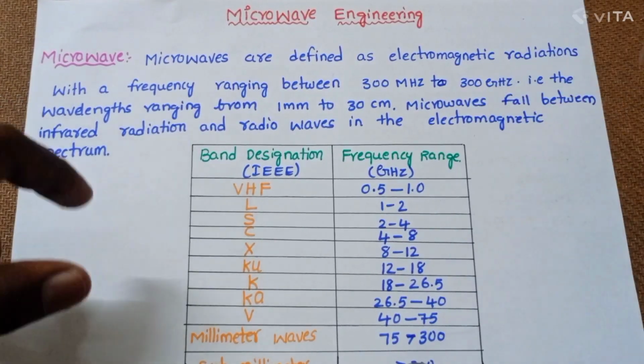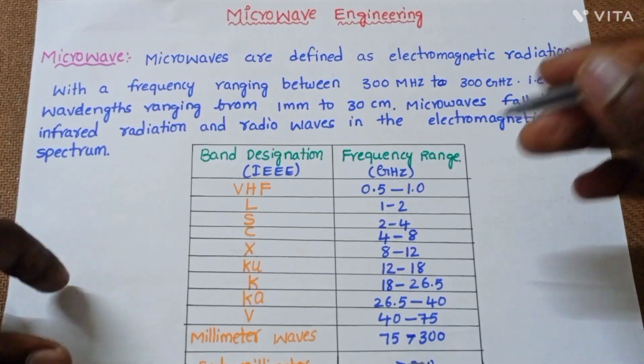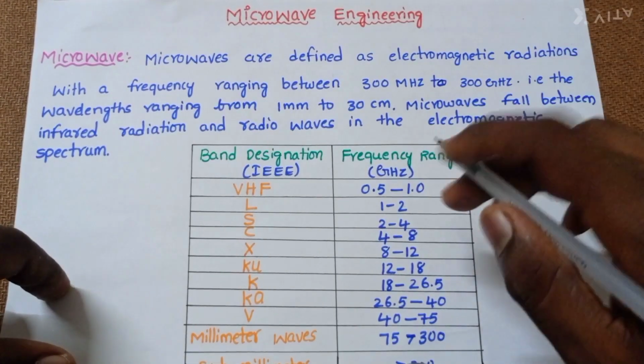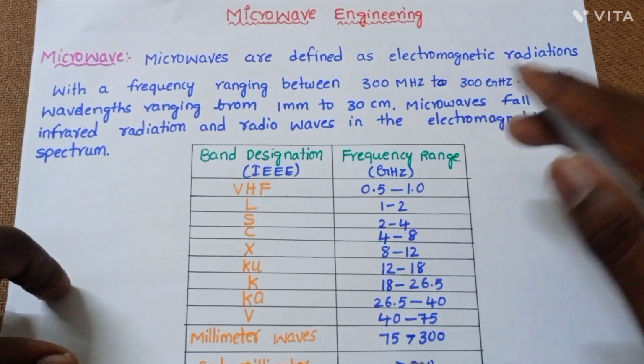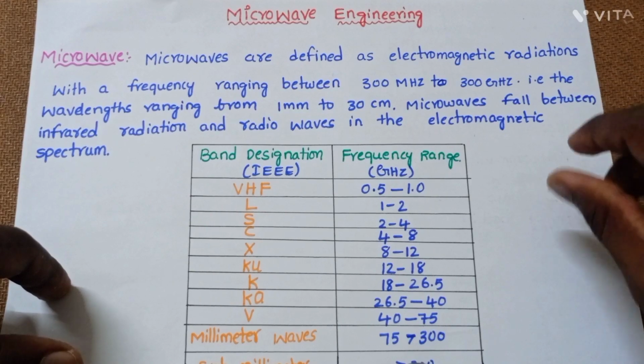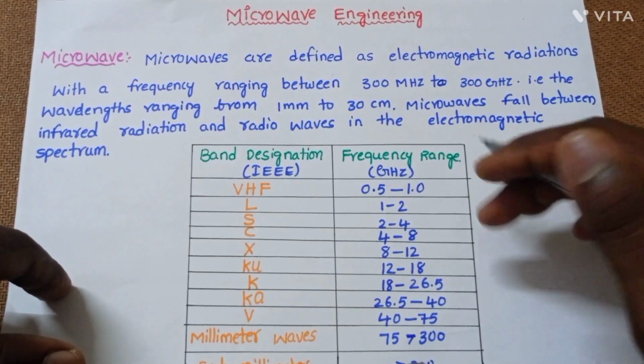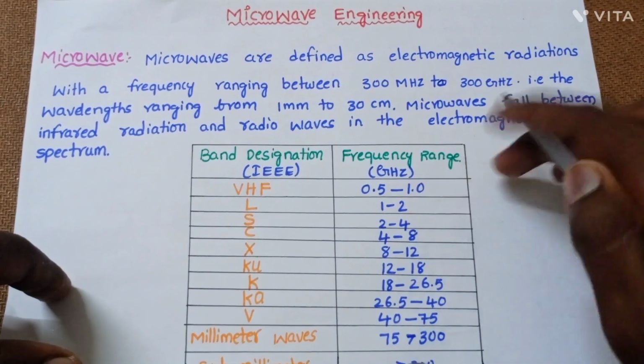First let's see what microwave is. As the name indicates, microwave. Micro means here the wavelength of the wave is in terms of micrometers. That's why we call that wave a microwave. Simply remember, micro means the wavelength of the wave is in terms of micrometers, so we call this wave a microwave.